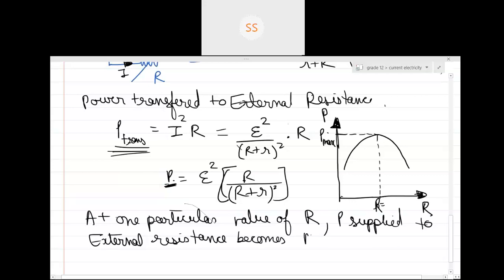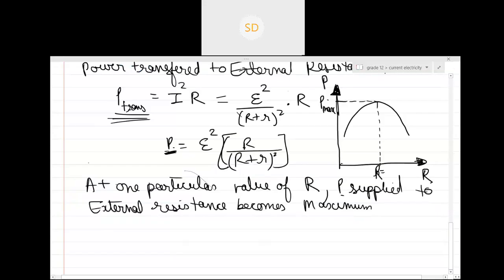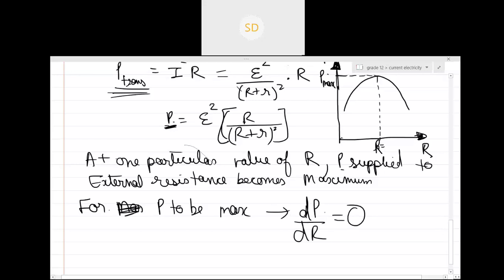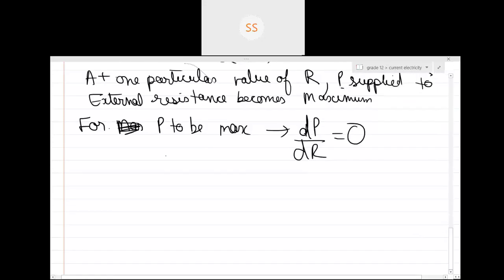So let's try to find out what that value of R is. We want to find that value of R for which P is either maximum or minimum. Which concept? Differentiation, yes, but especially the concept of maxima and minima. So for P to be maximum, dP by dR has to be 0. Yes or no?